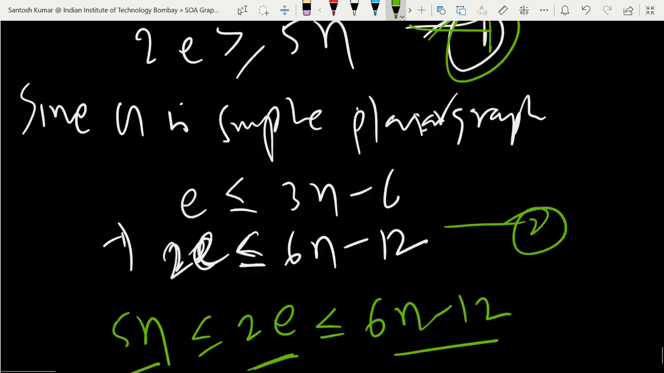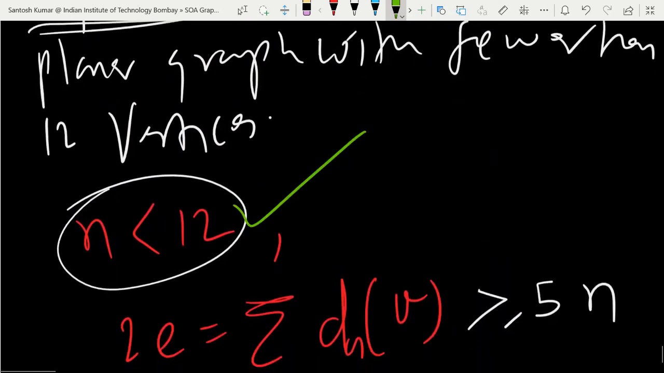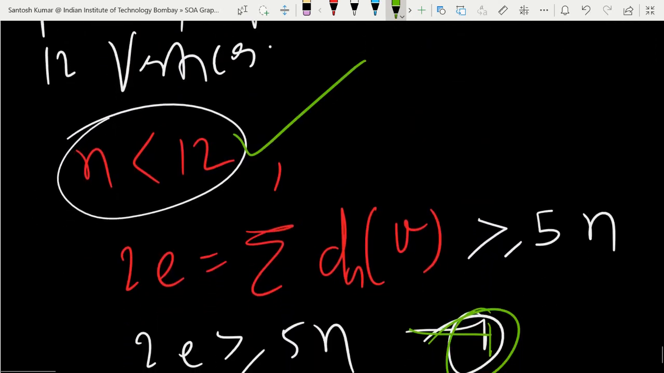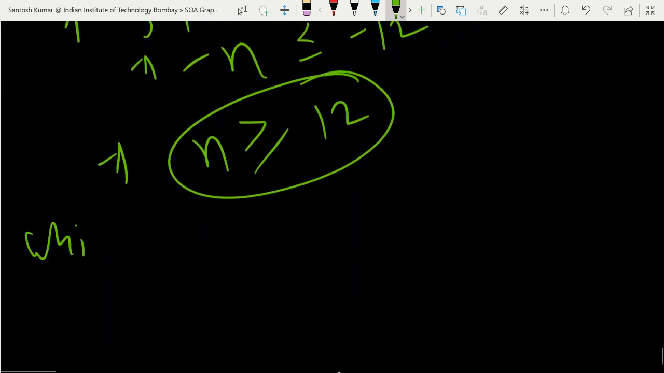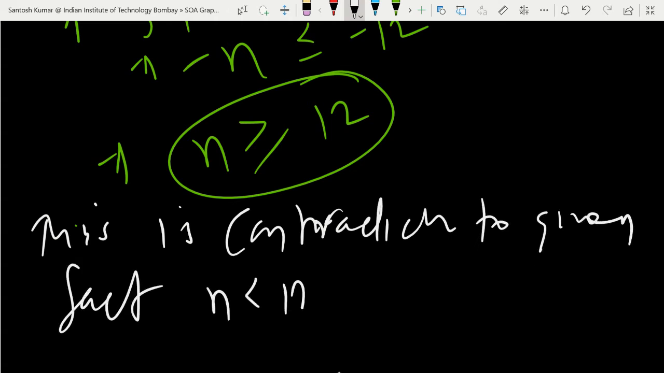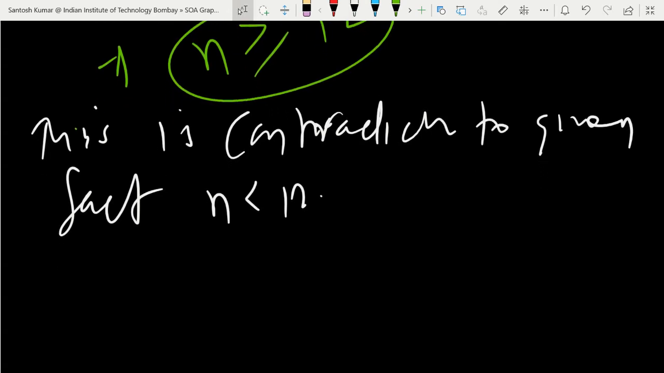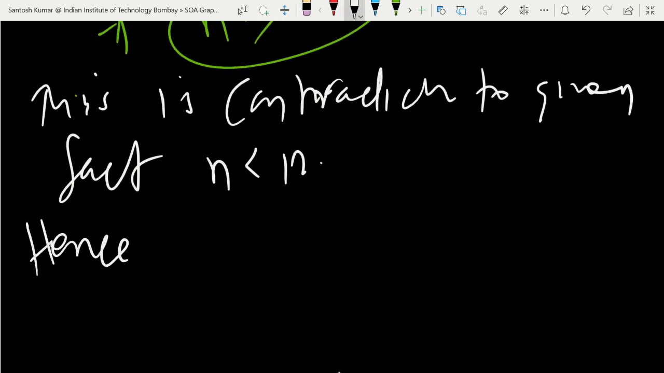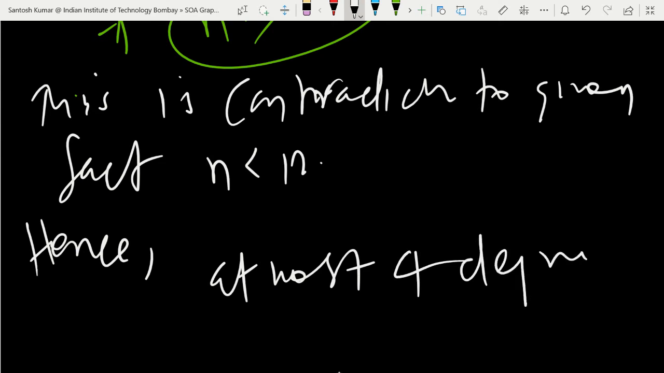But what was given to you? That it has vertex less than 12. So this is a contradiction to the given fact, n less than 12. Hence, what we assumed is wrong. Hence, our assumption is wrong, and that's why it has at most 4 degree. Second, you copy the second, that at most 4 degree.